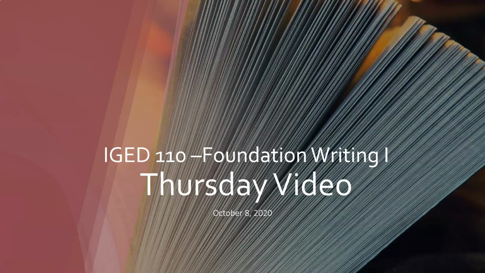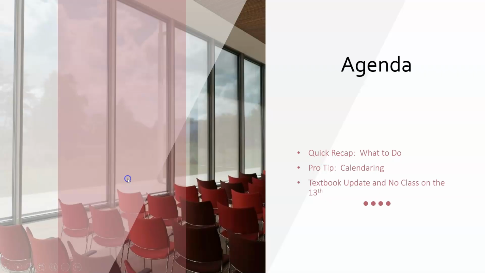I am posting a quick video about what is going on in this current week, which is on paper midterm week. So without further ado, we're going to begin and just look at our agenda. There are three things we're going to talk about. It's just a quick recap of what to do, a pro tip about calendaring, and an update for the textbook. And in terms of class on the 13th, we're going to talk about what it means to not have class on that midterm day.